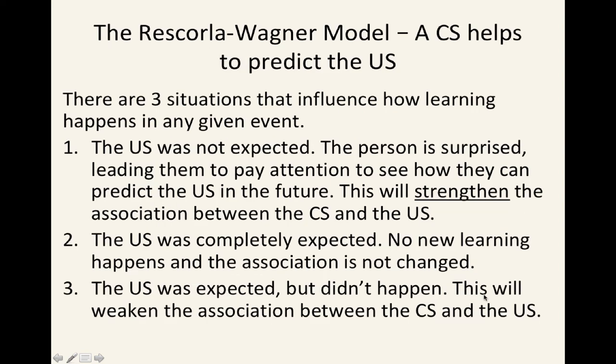Now, to incorporate this notion of surprise, two psychologists working independently ended up developing a very similar model. So they collaborated eventually, and the model got named after the two of them, the Rescorla-Wagner model. We're not going to go into all the details of the model, but it does give us some important guidelines for the situations that influence how learning is going to happen. It helps explain when an association will develop versus when it won't. And the three situations that they highlight are right here.